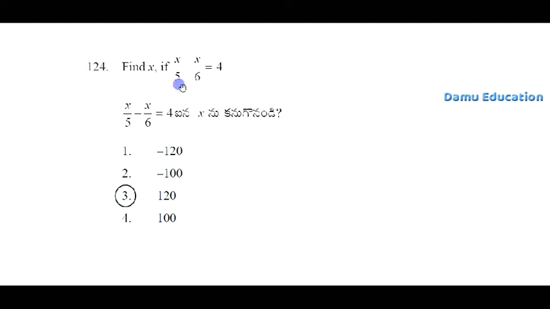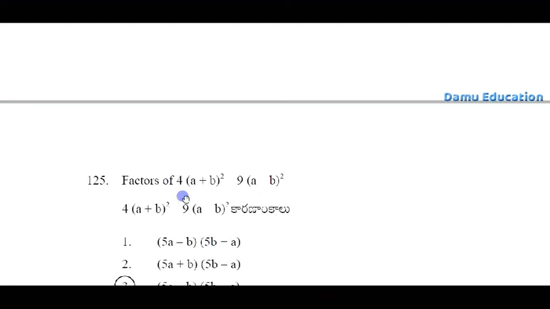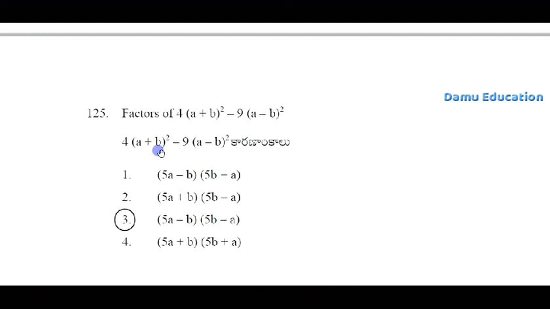Find x. If x by 5 minus x by 6 equals 4, then x is 120. Factors of 4 into (a plus b) whole square minus 9 into (a minus b) whole square: (5a minus b) into (5b minus a).